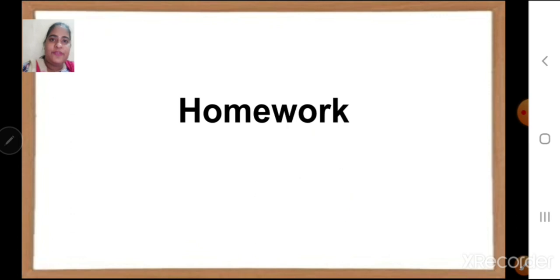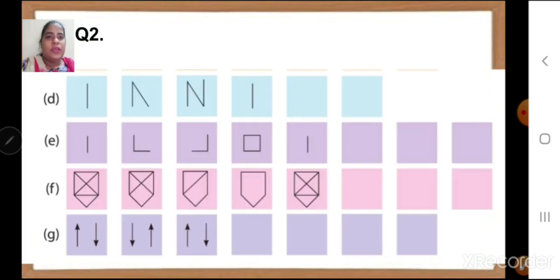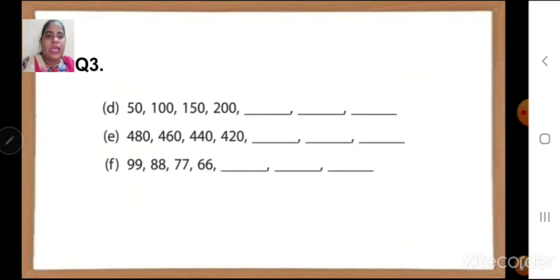After this, it's time for homework now. From question number 2, you will do D, E, F and G sums. Okay. And from question number 3, we will do D, E and F. Okay, find the pattern and write the correct answer.